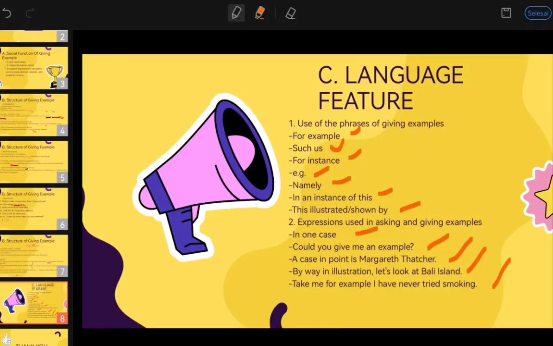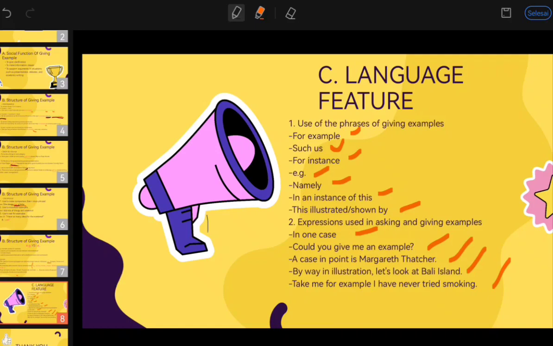And the language features of giving example. Number one is use of the phrases of giving example. It's like for example, such as, for instance, e.g., namely, in an instance, this illustrates. Number two, expressions used in asking and giving example.